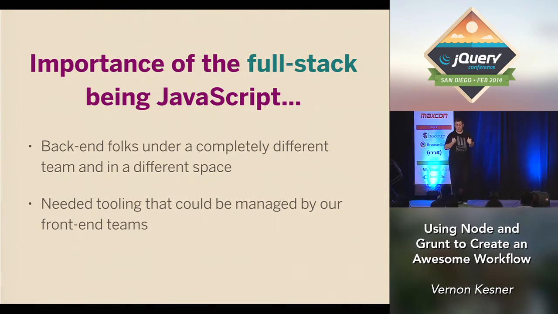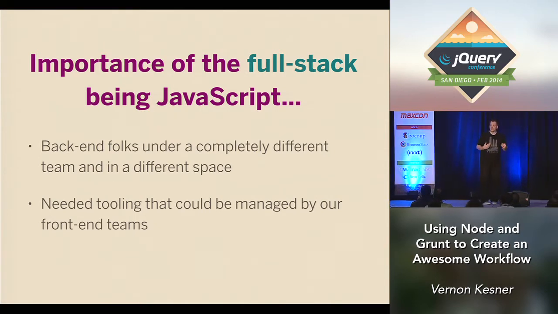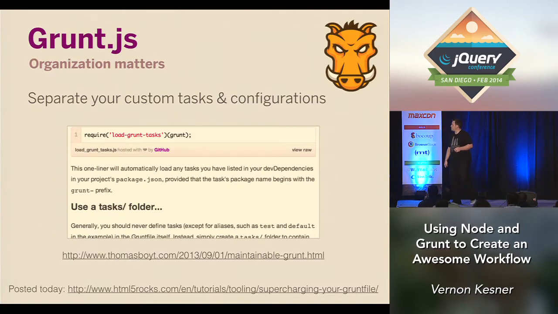Because I don't know about you, but if something sucks in my life and I can just give 5% of it away, I'm going to give it away. And so Node and Grunt allow you to do that. It allows you to take some of the things that you don't want to do and give those things away.